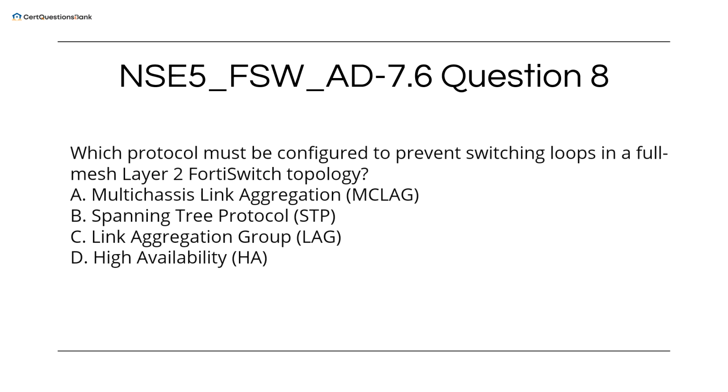Which protocol must be configured to prevent switching loops in a full mesh layer 2 FortiSwitch topology? A. Multi-chassis link aggregation, MCLAG. B. Spanning tree protocol, STP. C. Link aggregation group, LAG. D. High availability, HA.